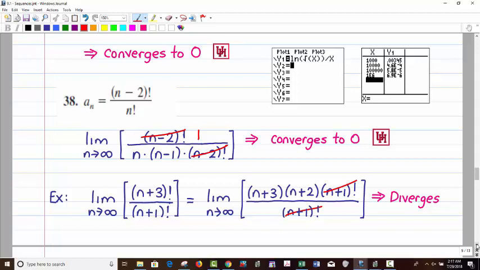Because what's going to happen is either the n's are all going to be left on the bottom, like this example. So let me go through this one. Practice this. So n minus 2 factorial, n factorial. Start with the largest, which is n, on bottom. So I go n minus 1, n minus 2, cancel the factorials, and the n's are left on bottom. So when the n's are left on bottom, you automatically have converged to 0.